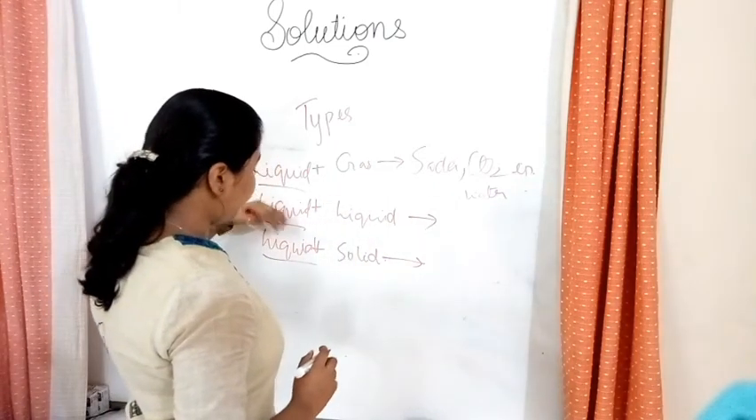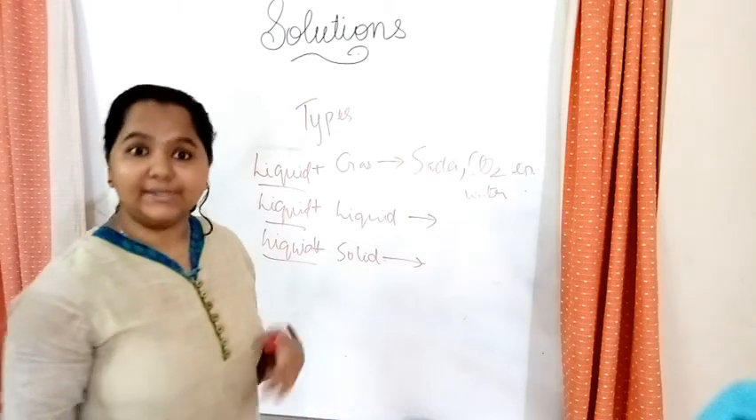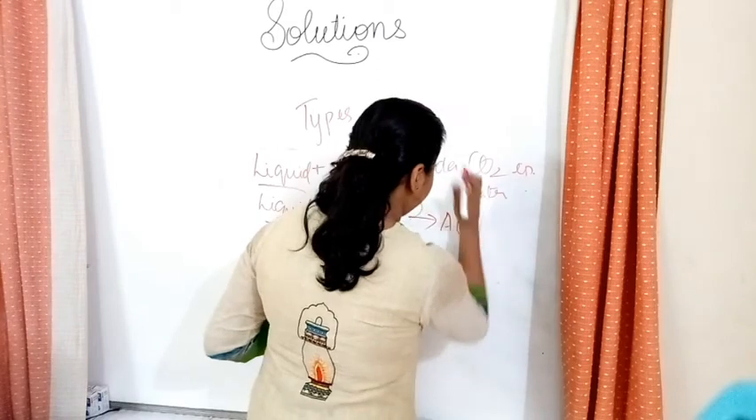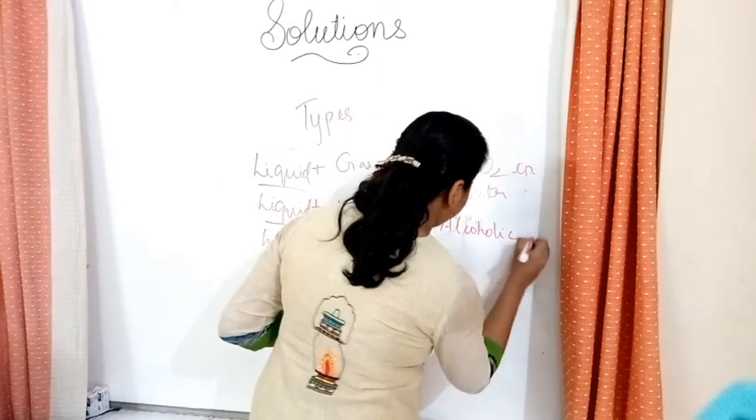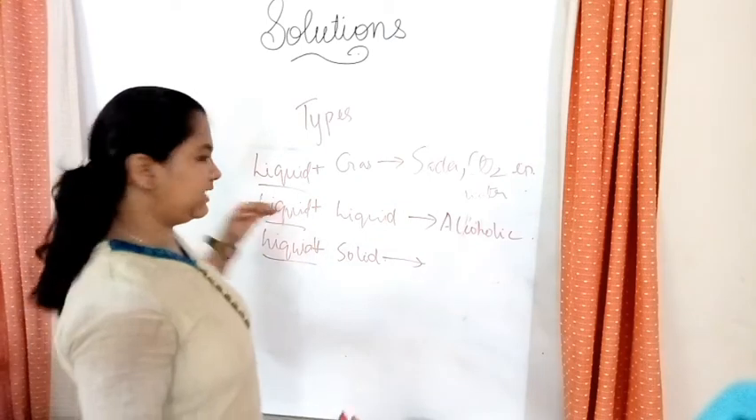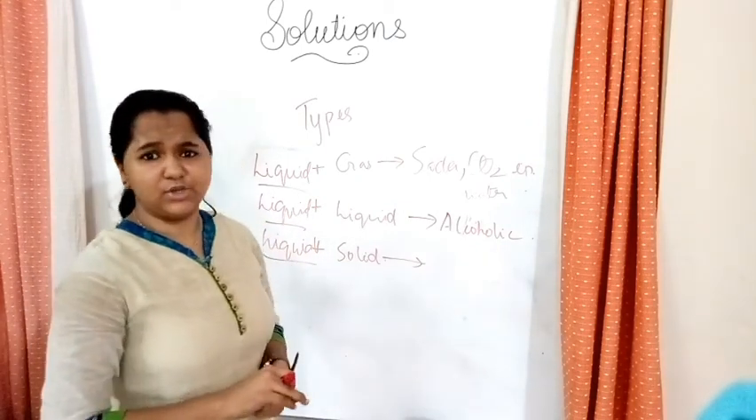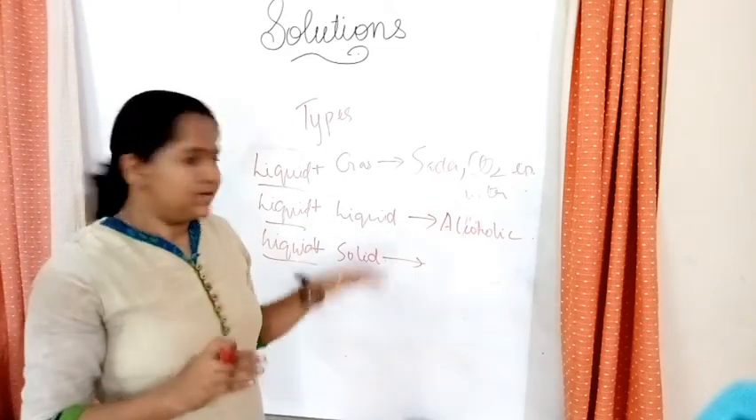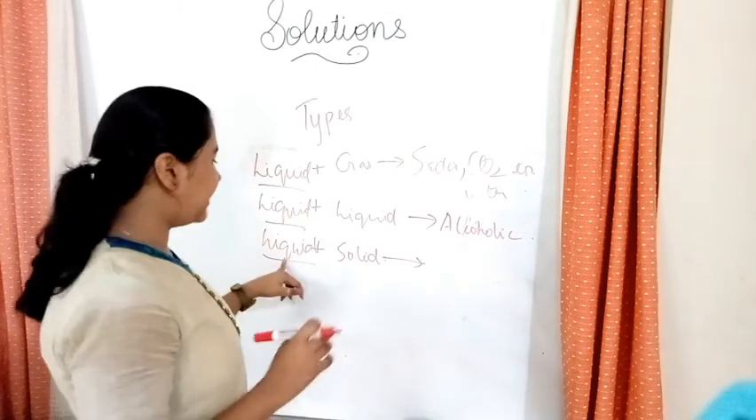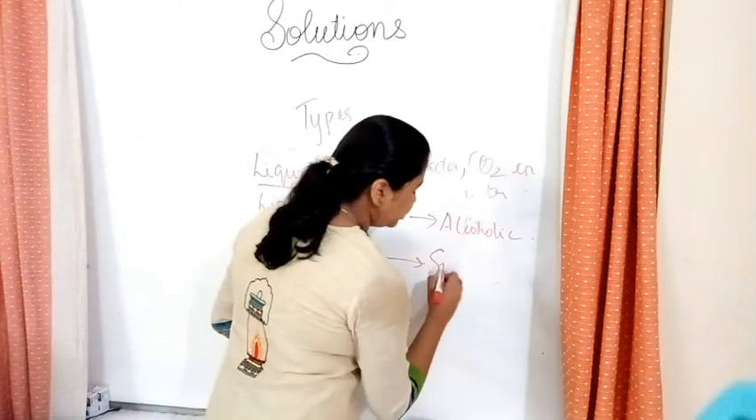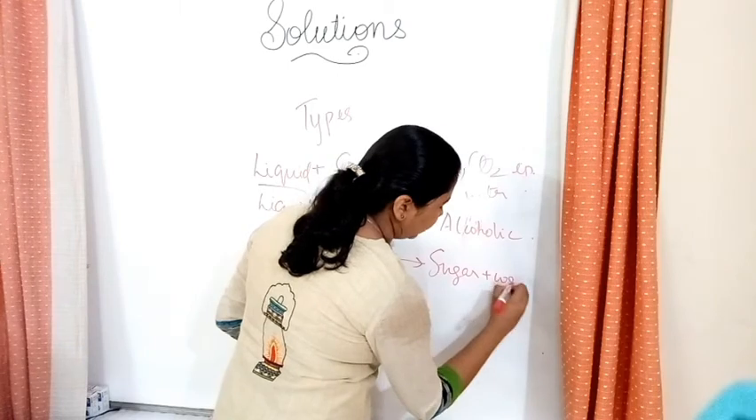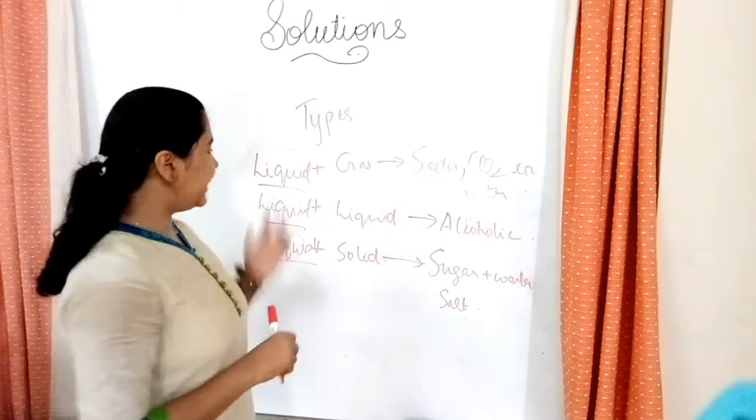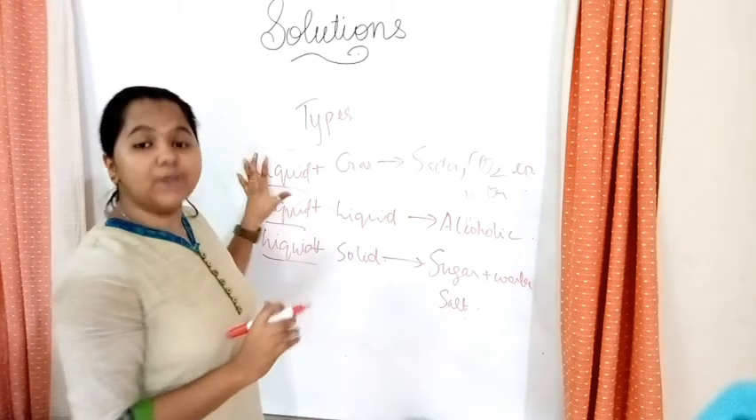The next one is liquid in liquid. What is that? Alcoholic beverages. Every alcoholic drink is liquid plus liquid. You have seen in movies, or someone drinking, that they add water to the alcohol to dilute it. So that is liquid plus liquid. The next one is liquid plus solid, that is sugar plus water or salt plus water.